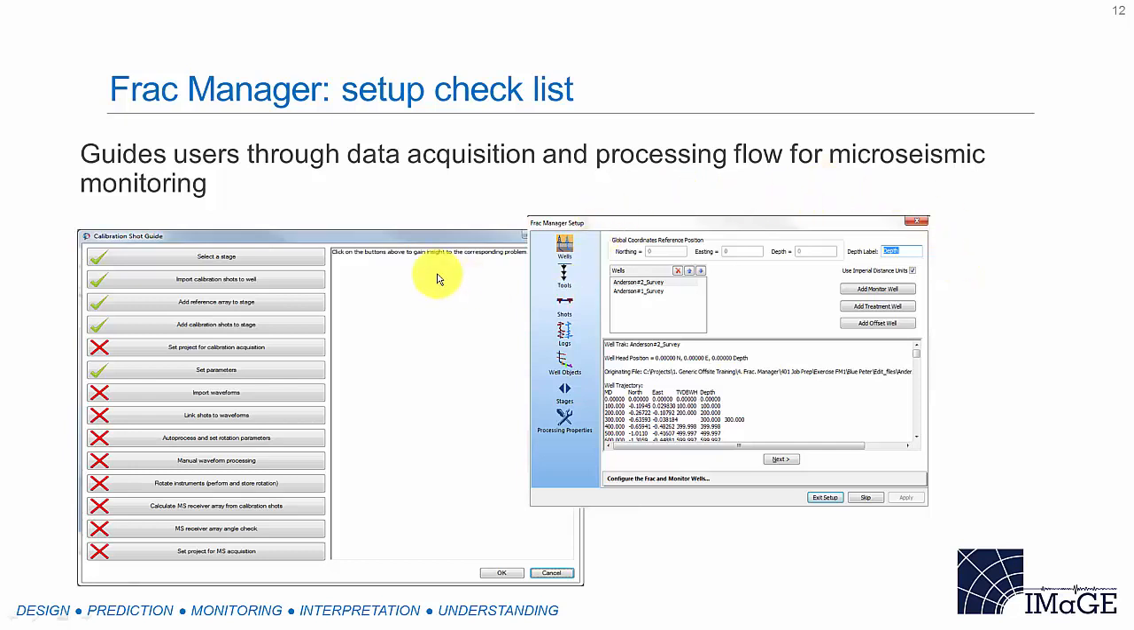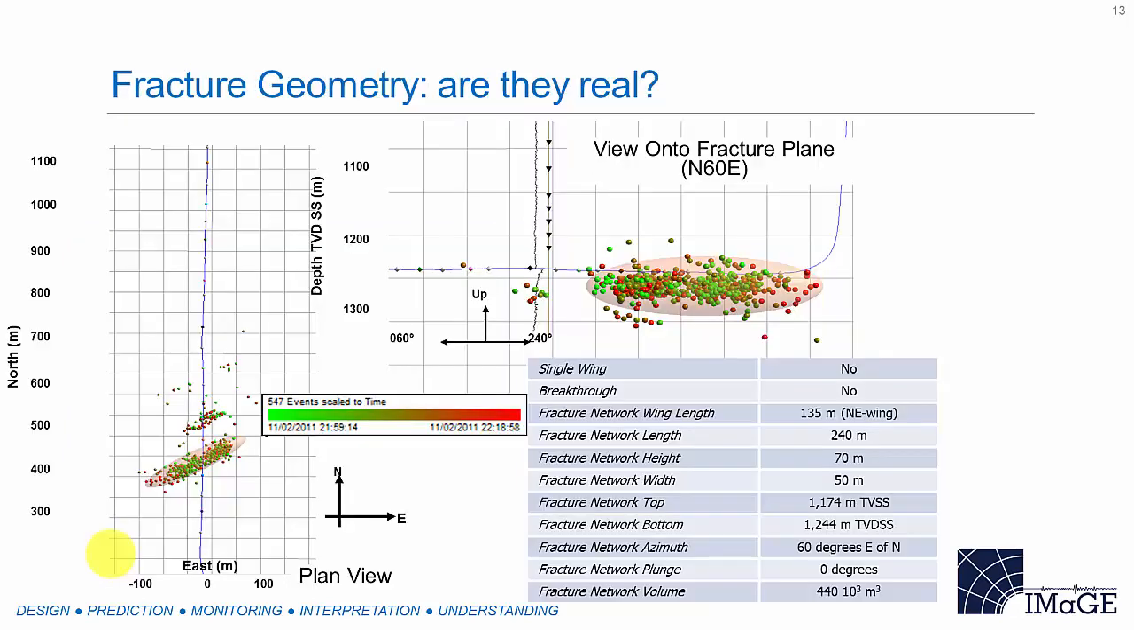It provides you an expert checklist. As you can see here, start from selecting the stage, add reference arrays, link shot, etc. Once all these items have been checked, your project is ready to capture the data from the data streams. And if you need to come back and change some parameters, or you need to set up a new project for a new stage, this is a very handy map.